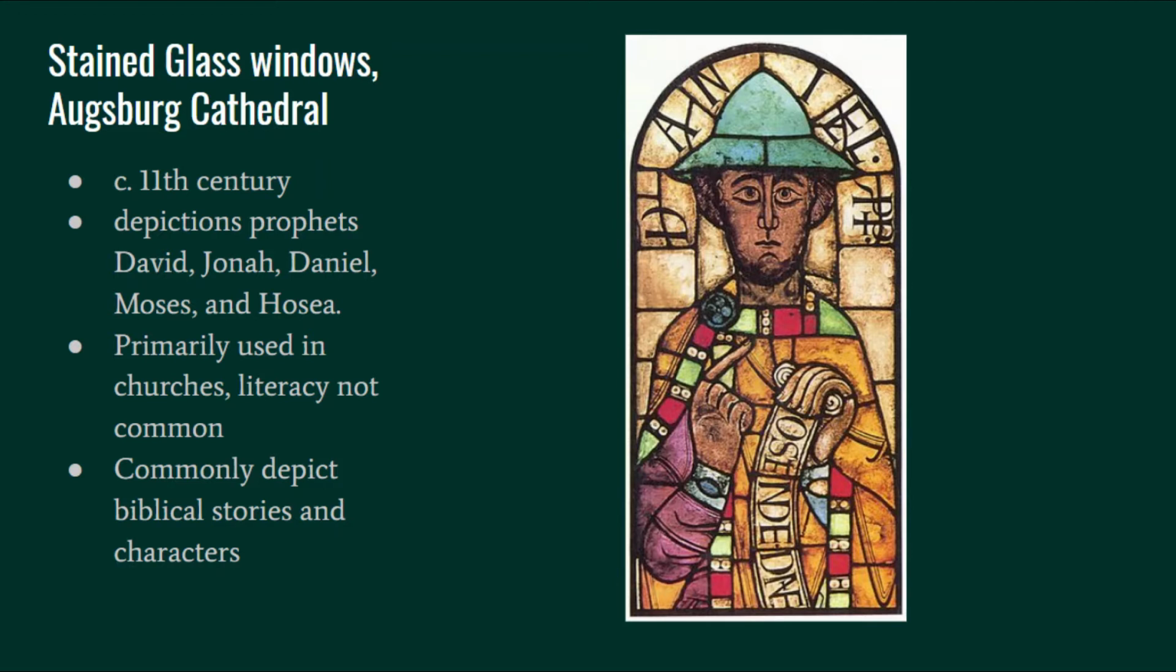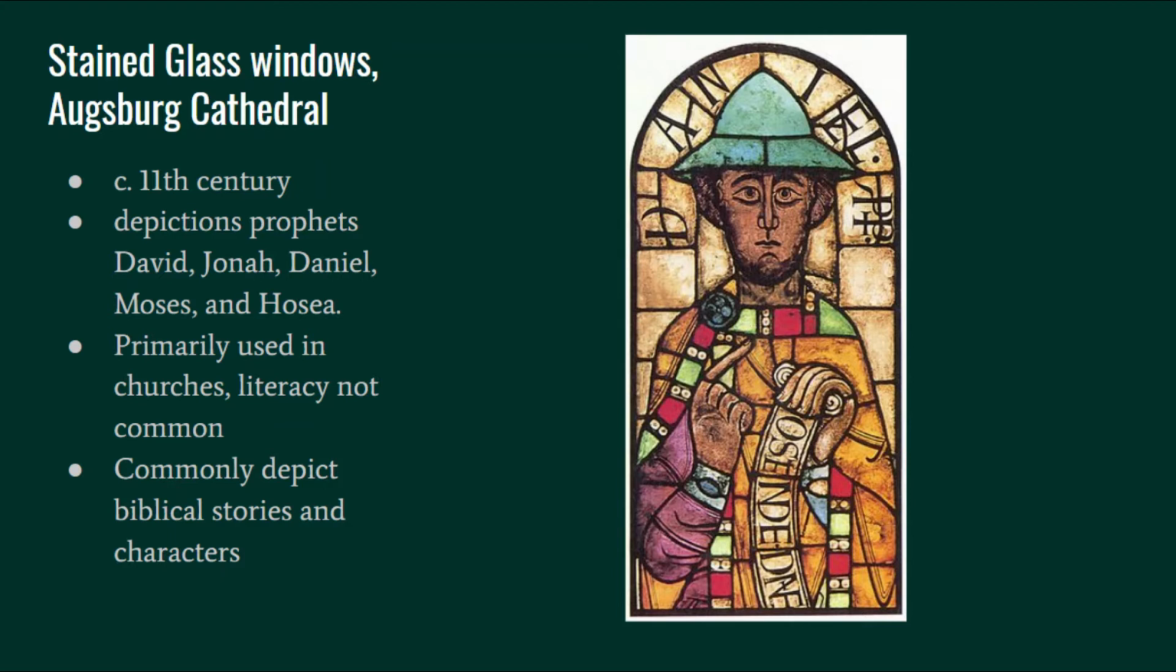The stained glass windows in the Augsburg Cathedral include depictions of the prophets David, Jonah, Daniel, Moses, and Hosea. This image depicts the prophet Daniel holding a scroll and wearing what appears to be a kettle hat, commonly seen on soldiers, which could possibly reference the story of Daniel in the lion's den.